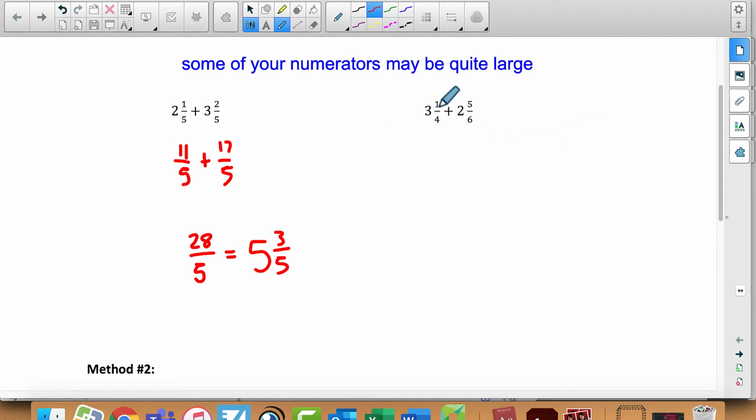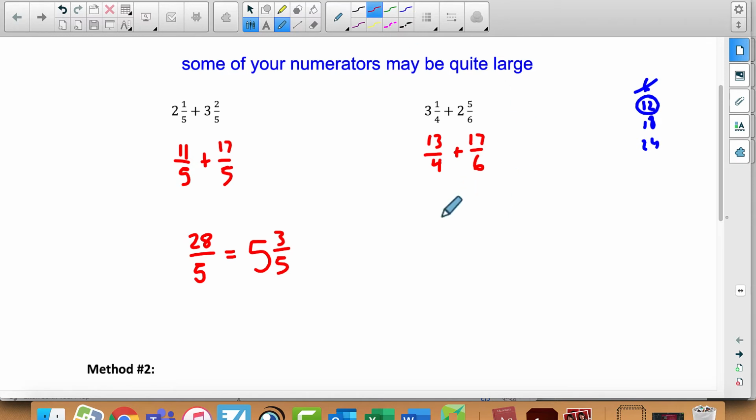So I'm going to start by switching them right away. 3 times 4 is 12, plus 1 is 13 over 4. And 2 times 6 is 12, plus 5 is 17 over 6. Now, we need a common denominator. So what do we do? We take the bigger number, which is 6, and count by 6. 6, 12, 18, 24. Then ask yourself, does 4 go into 6? Nope. Does 4 go into 12? Yes, so that's my lowest common denominator.